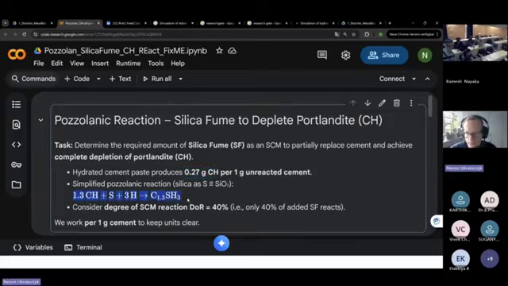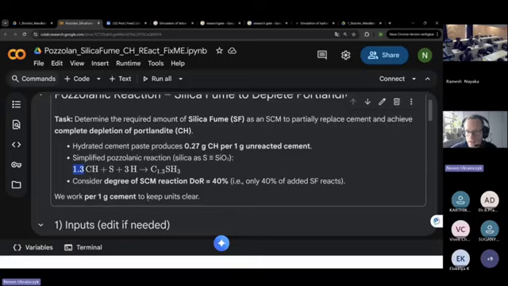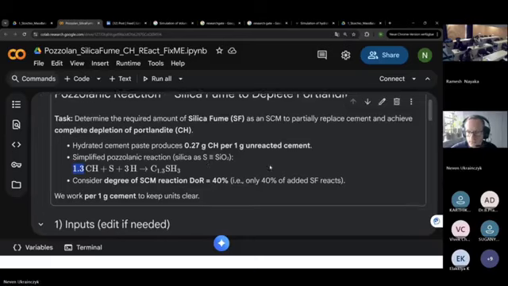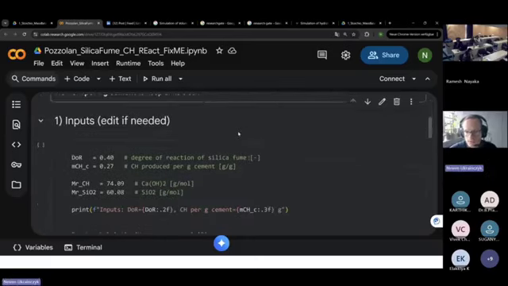So first we write the reaction. The assumption is that our CSH has a calcium silica ratio of 1.3, and then you can set the stoichiometric coefficient here, 1.3. And the other thing is to consider the degree of reaction. So in the task, I also added that only 40% of the silica film is reacting, because not all of the silica film reacts. And then you can start your mass balance calculations.